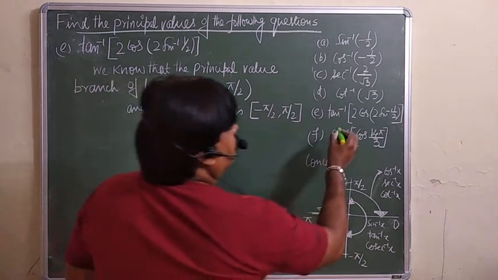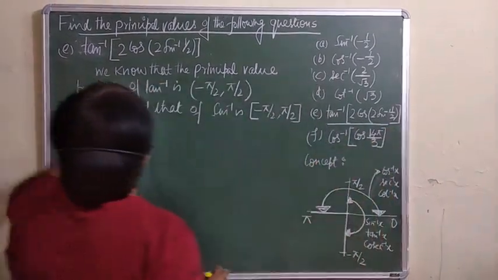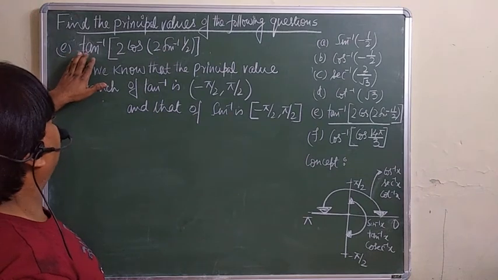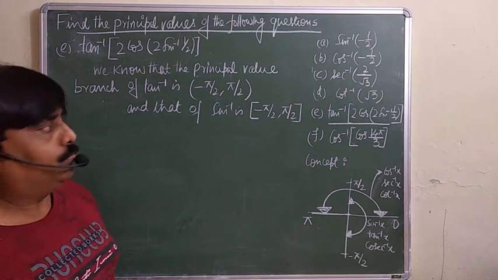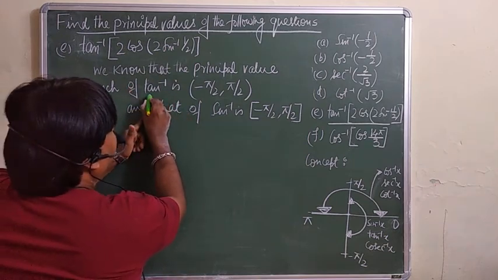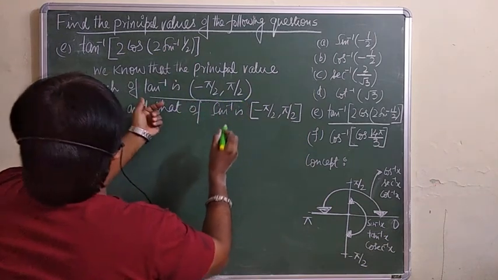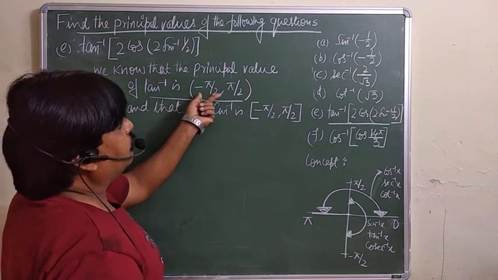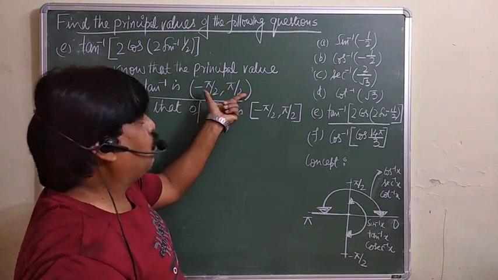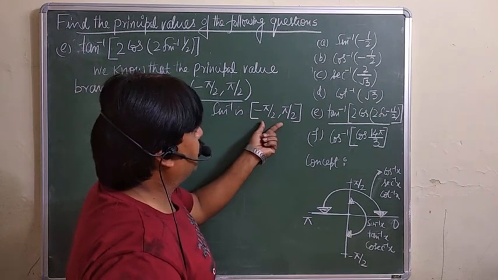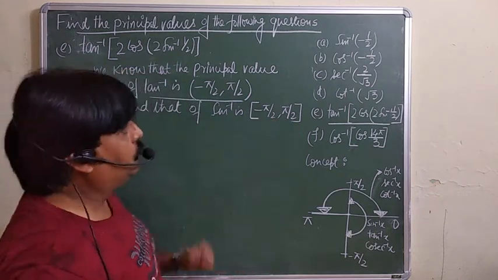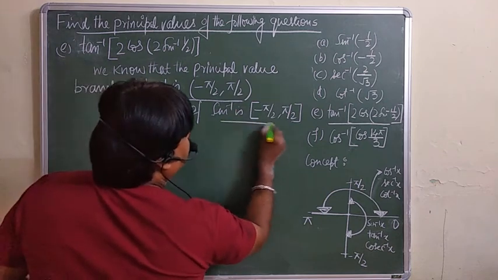Yes, now look at this question. Find the principal value of tan inverse in bracket 2 cos 2 sin inverse 1 over 2. Already we know that the principal value branch of tan inverse is minus pi by 2 to plus pi by 2 in open interval, not included. And the branch of sin inverse is minus pi by 2 to plus pi by 2 in closed interval. So keep in mind these 2 points.